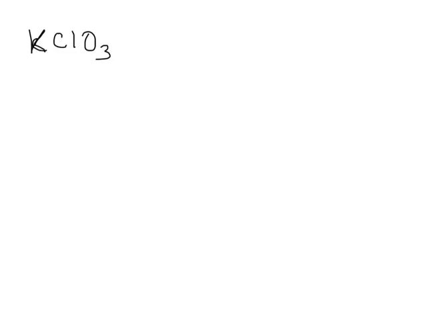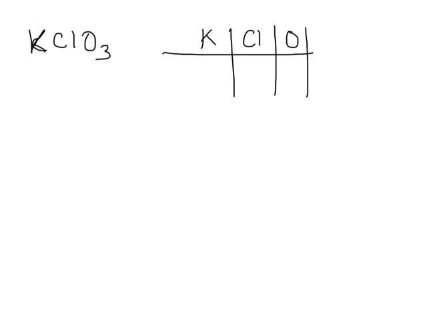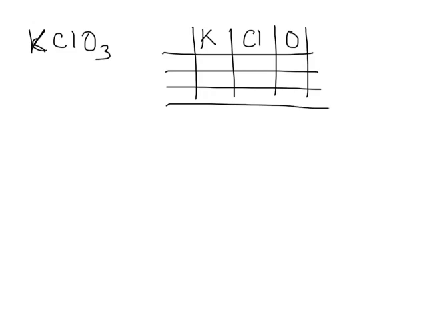If I want to know the oxidation numbers for everything involved, we've got potassium, chlorine, and oxygen. And let's do number of atoms, ox number, total. Let's start filling in the pieces that we know. We have 1 potassium, 1 chlorine, and 3 oxygens.